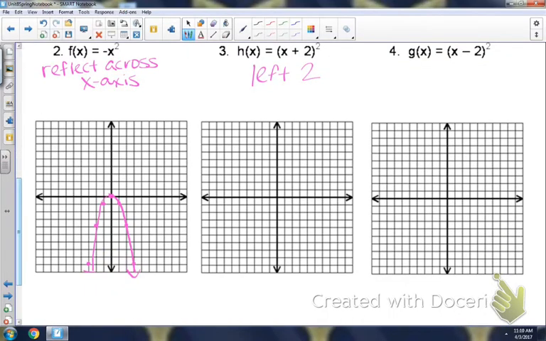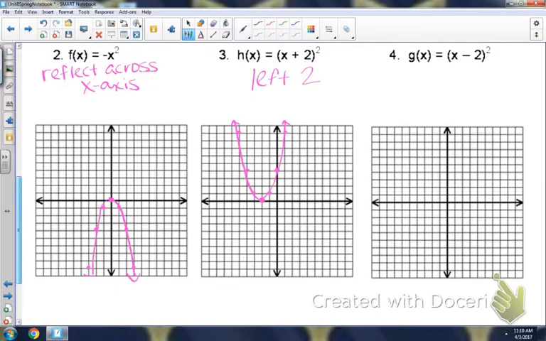So our vertex will shift. It's normally at 0, 0, so I'm going to shift it left 2. There's my new vertex. I'm acting like that is still the origin, and I'm going to plot the same points that we had on our parent function. From that point, I'm going to go right 1, up 1, and then right 2, up 4 from that point. Right 3, up 9, and then the same thing on the other side. Okay, so if you're shifting, you're going to be shifting the vertex. So always shift the vertex, and then you can plot the same points that we have on the parent function.